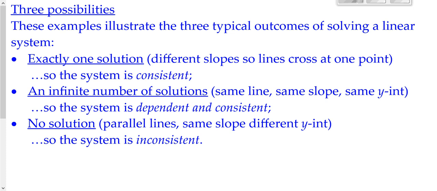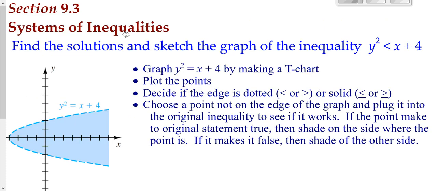If the 2 lines are parallel, meaning they have the same slope but different y-intercepts, then they don't cross, they have no solution, they're considered to be inconsistent. Now, you don't necessarily just have to have lines. You could be dealing with other curves. And we don't have to be dealing with just equations. We could be dealing with inequalities, which means we're going to be shading either on one side of the curve or the other side of the curve.